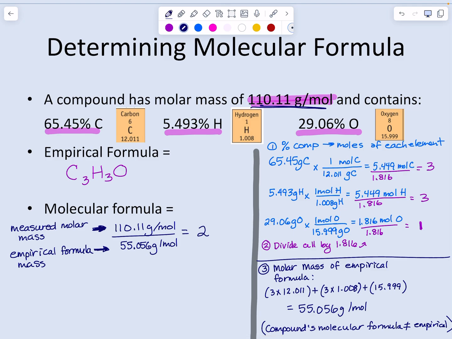So how are we going to get to our beautiful molecular formula? We're going to take our empirical formula and multiply it by that number right there, right? So 3 times 2, H, 3 times 2, O, 1 times 2. Right? And that gives us a formula of C6H6O2. And that's our molecular formula right there.